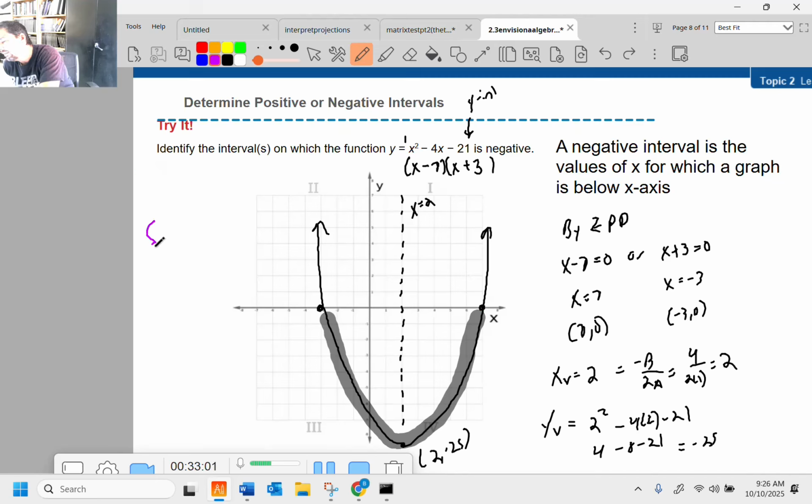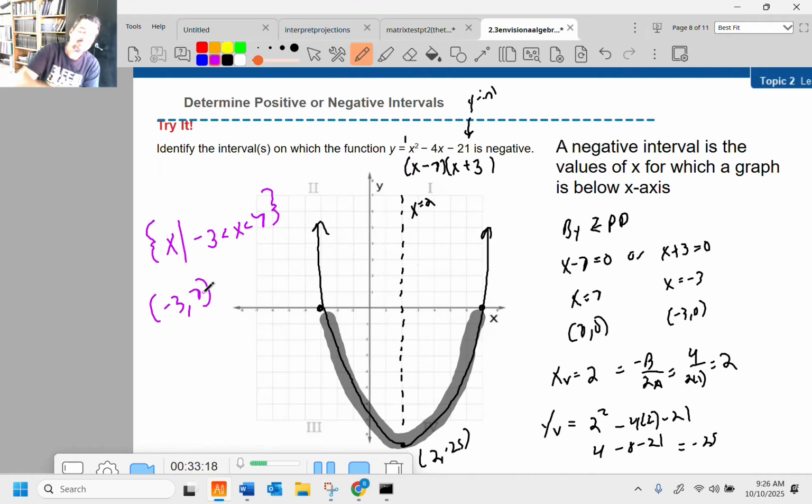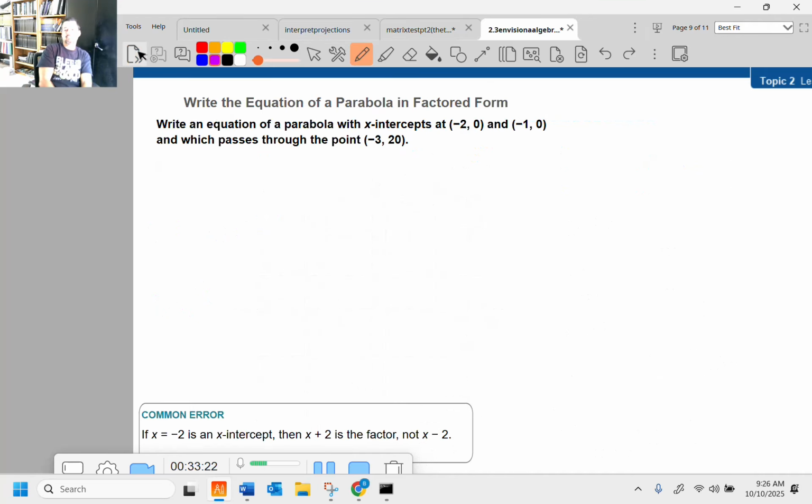So if we like our set builder notation, all values of x, such that x is literally stuck between negative 3 and 7. If we like interval notation, it's simpler to write. It's negative 3 comma 7. Pick your poison. Red pill, blue pill. Don't care. All right. What do we got left?